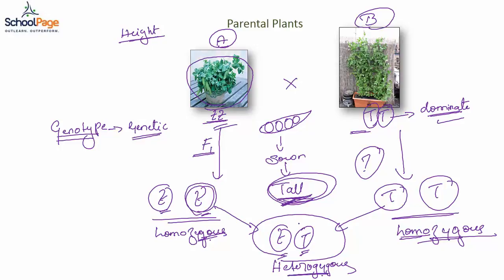And all the plants in the F1 generation have this genotype, that is capital T and small t. And because all the plants are tall in the F1 generation, it is very clear that the gene for tallness is dominant over the gene for dwarfness. Hence, the small t or the dwarfness is a recessive character.